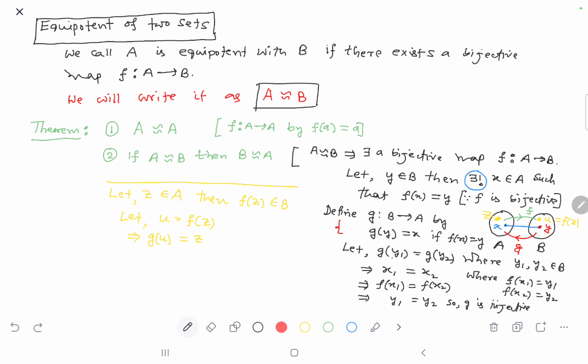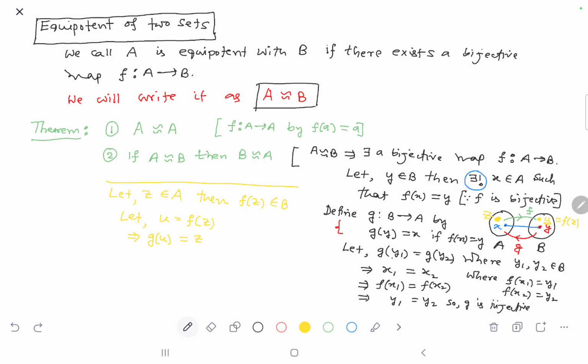Now we want to check it is an onto map. So how do you do this? We take an element in this set, say g. Now g will map to some element inside B. Let's say it is u by f. So u equals f of g, right?